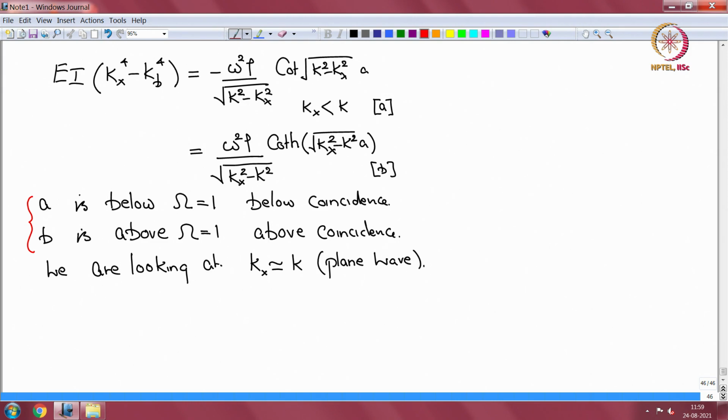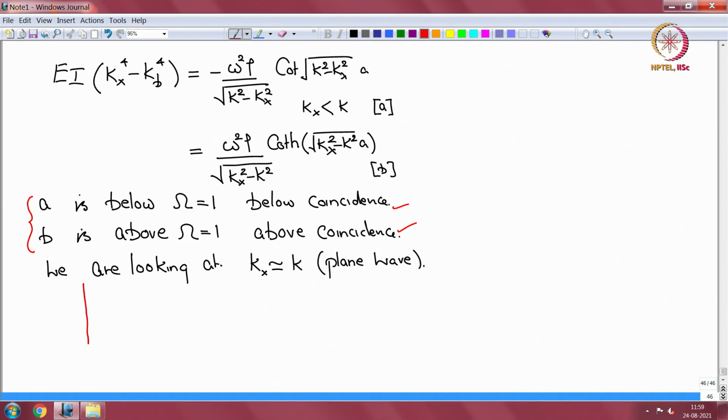Now we are going to explain the result. The mathematical result is already derived, so I am explaining it. This was found out earlier. We are looking at kx close to the acoustic wave number, and how does it look?